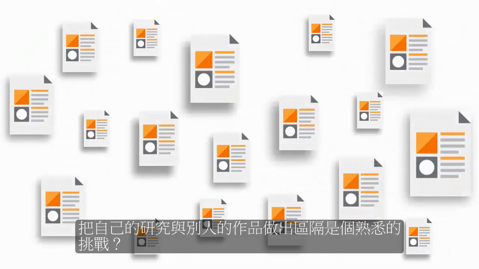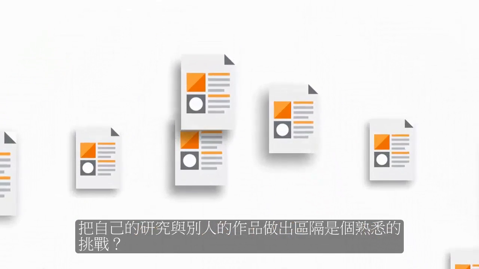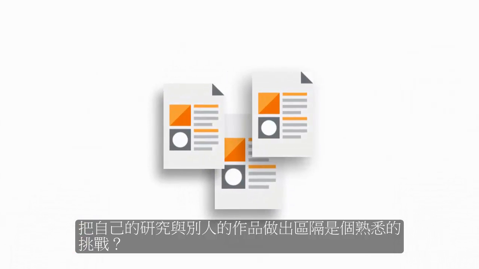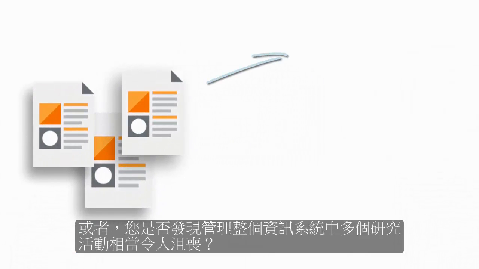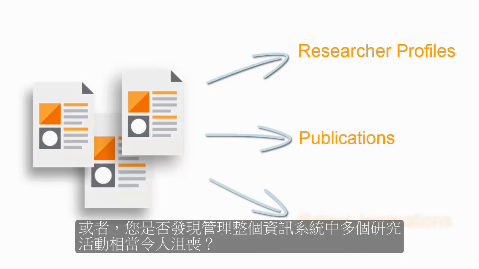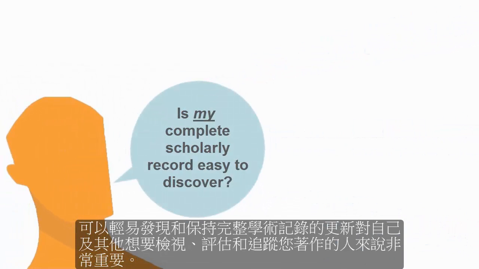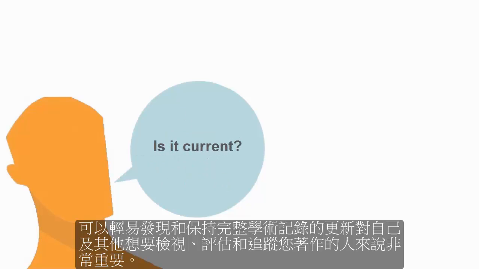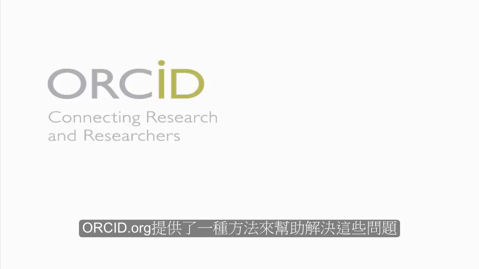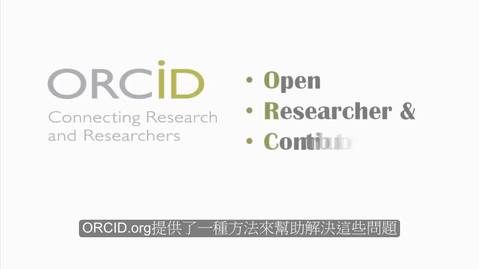Is distinguishing your research activities from the work of others a familiar challenge? Or do you find managing multiple research activities across information systems frustrating? It's important that your complete scholarly record is easy to discover and kept current, both for your own needs and for others wanting to review, evaluate, and follow your work. ORCID.org offers one way to help solve these challenges.